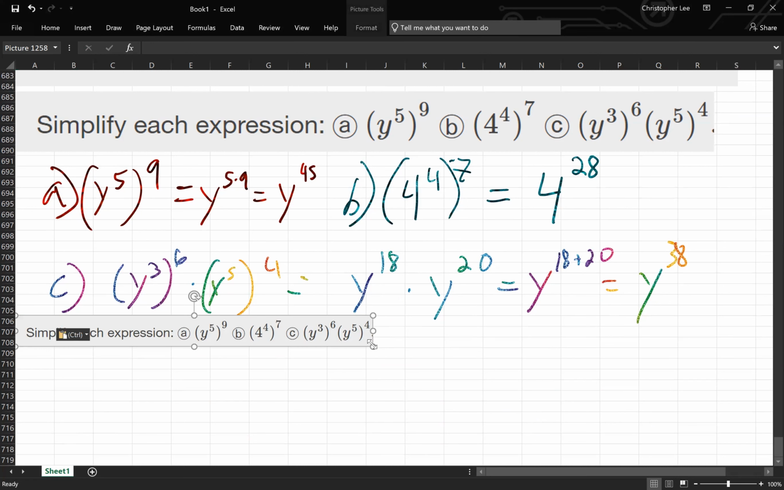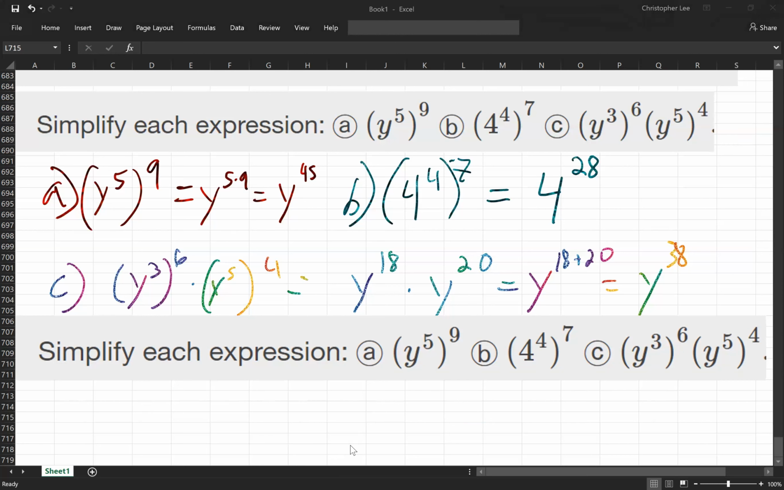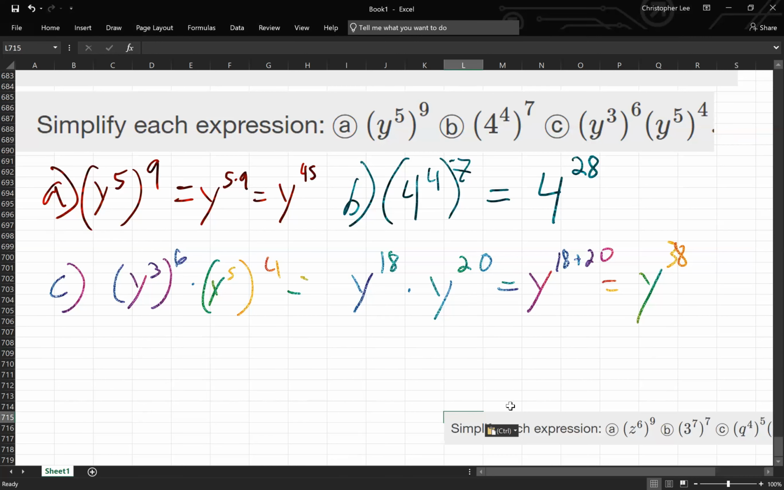You guys try. Must have run out of examples for this one. Try that.